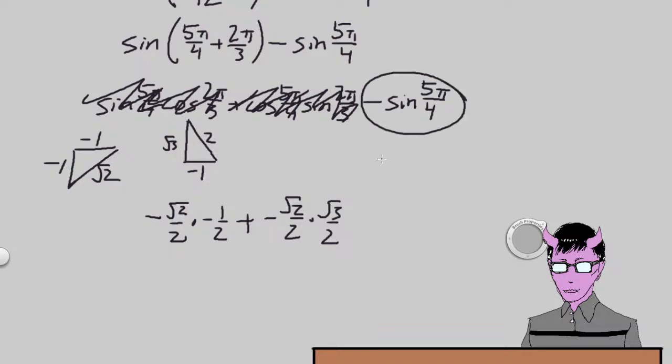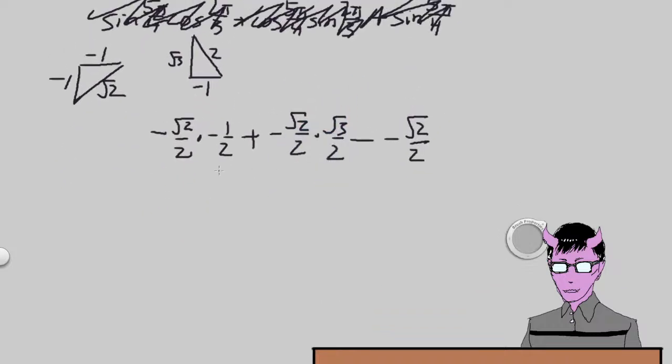And then lastly, minus, and then sine of that nonsense. That's going to be this one again. So negative root 2 over 2. Alright, clean up. That's positive root 2 over 4. That's a negative root 6 over 4. And this one is a plus root 2 over 2.